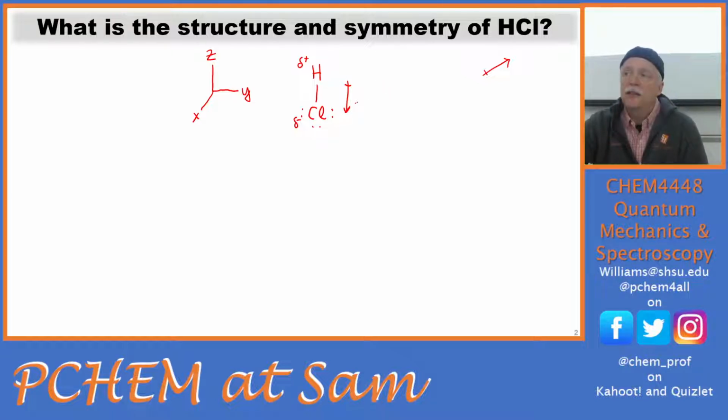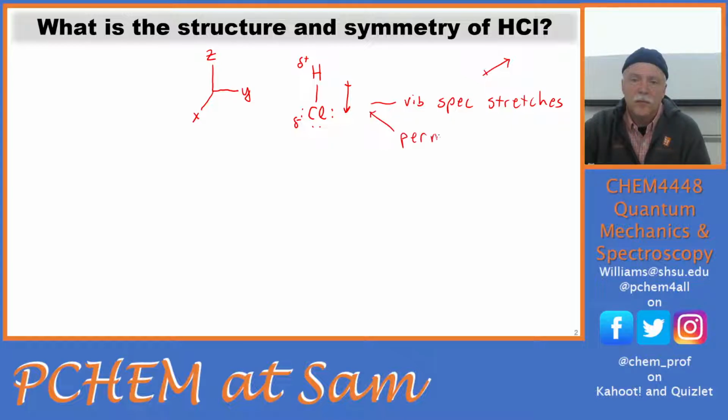When that molecule rotates, though, it does switch directions, and so that would be allowing pure rotation. So we would have vibrational spectroscopy with stretching, and then because of the permanent dipole, what is that? What kind of spectroscopy does that permanent dipole allow? Pure rotational. Oops, let me make that a P.